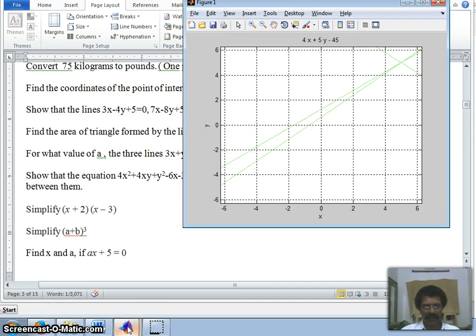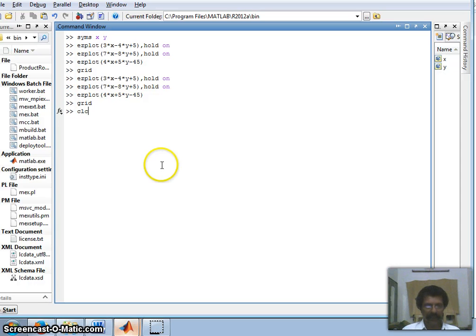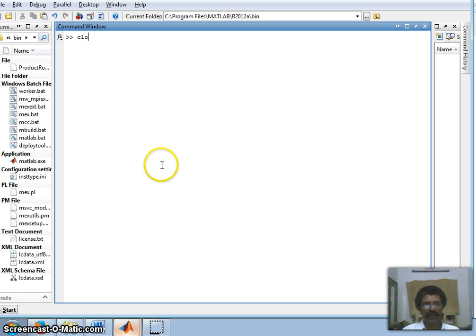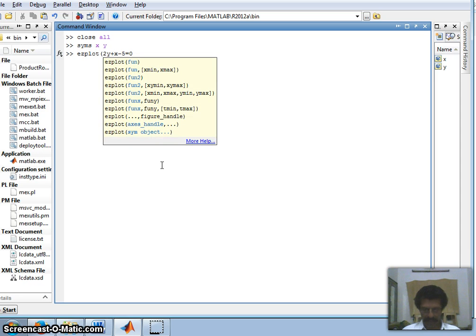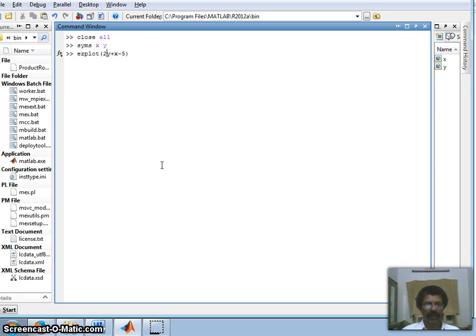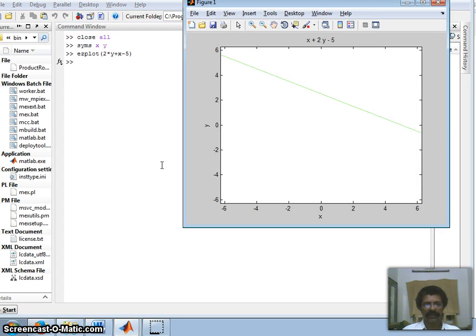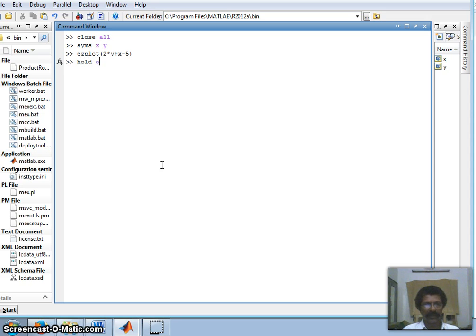Let us go here, and first of all I clear all the variables. I clear the command window. I close all the open figures. As usual we shall declare the symbolic variables x and y, and now we shall take the first equation, a plot. The first equation is 2x plus 2 into y plus x minus 5. This is my first equation. Okay, I keep as such, hold on.